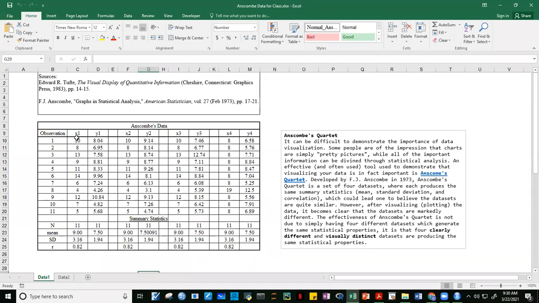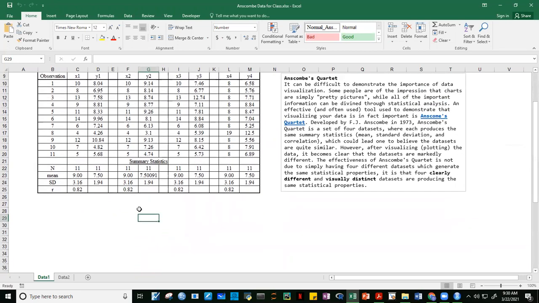Anscombe wrote in a journal 4 data sets. So this is X1 and Y1, X2 and Y2, X3 and Y3, X4 and Y4. These are different data sets. But when you compute, guys, you can see here, I used Excel to compute for the average and for the standard deviation and for the correlation.